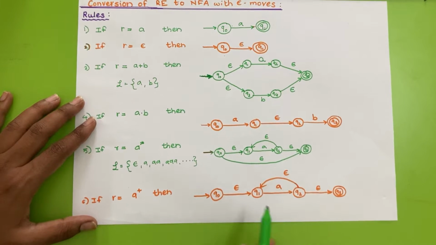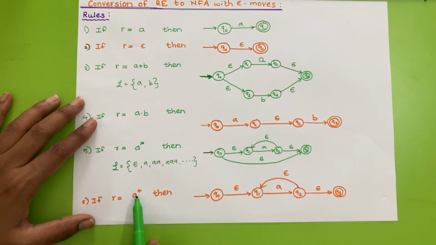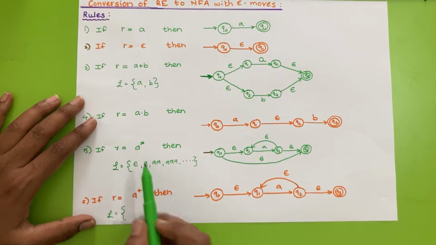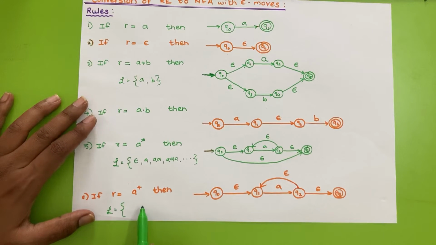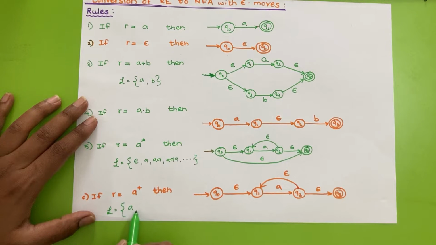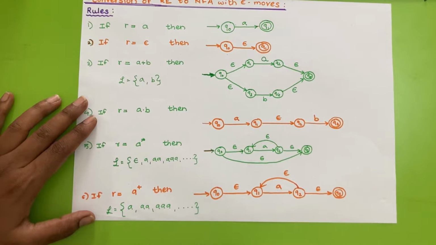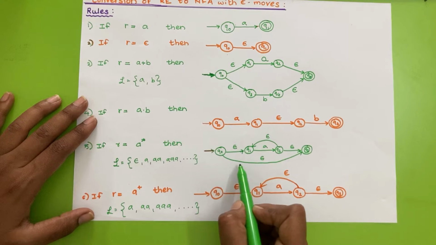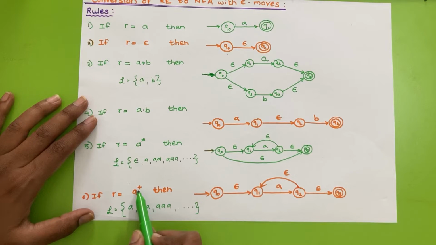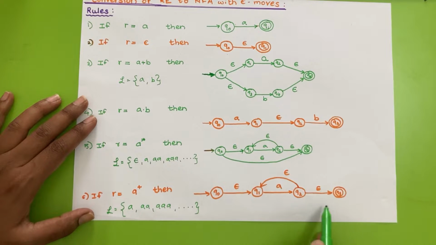Okay, same is the case for A plus. In case of A raised to plus, meaning positive closure of A, here we have the same set of strings as A star, except that the one string, empty, will not be accepted in A plus. So this set will start from A, then double A, then 3 times A, and the strings will go on repeating like this. Here we have omitted the separate transition of empty in case of A plus, because it does not accept the empty string.